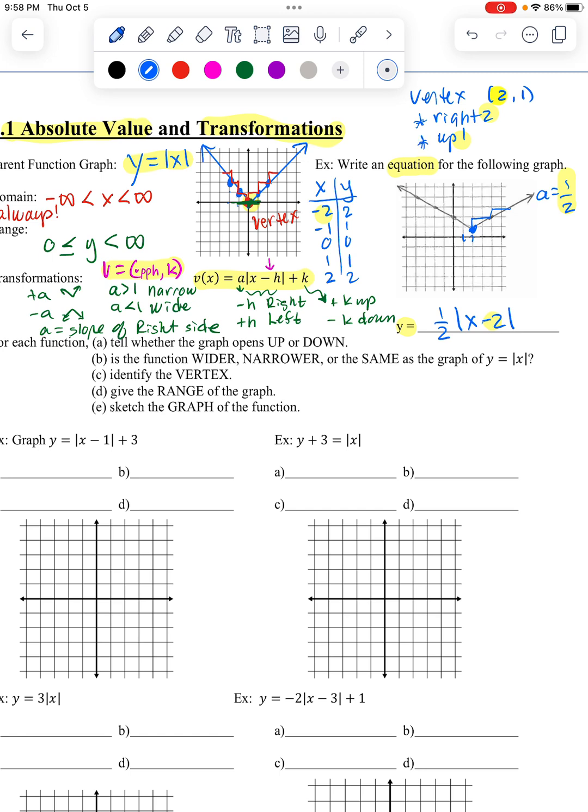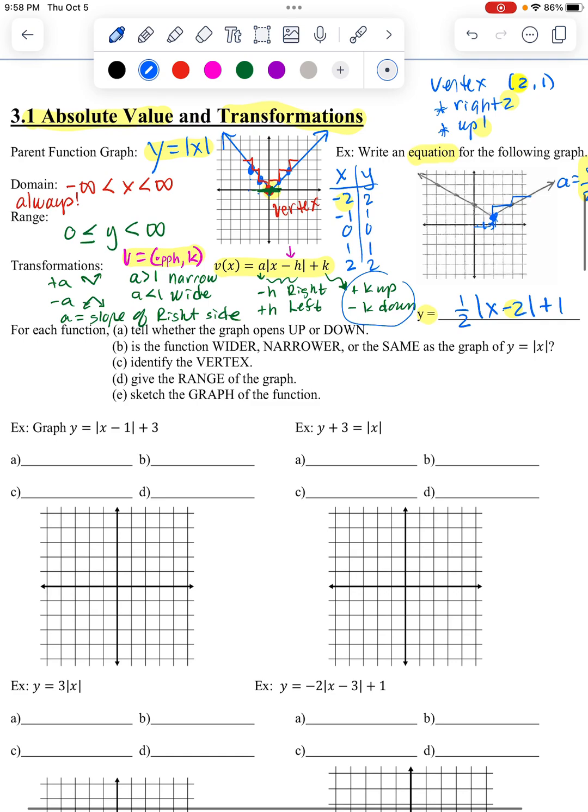Okay, well, the K at the end, according to our notes, tells us if it's going up or down, and it does exactly what you think because it's not inside the bars. So these are going to be the changes I make to have my absolute value graph be less steep, up 1 over 2, up 1 over 2, move over 2 to the right and 1 up. That's going to be that new location for the V and the vertex.